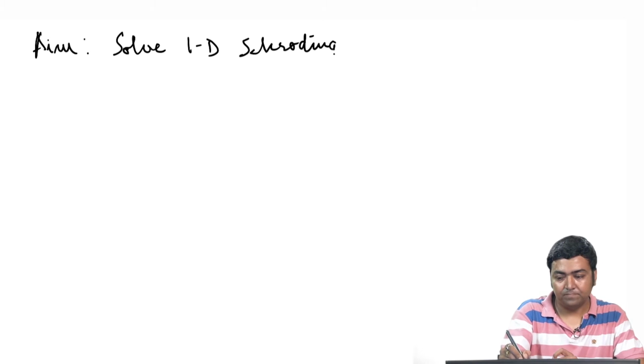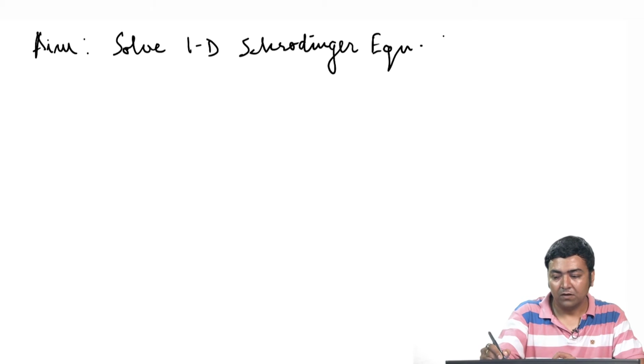So, in this module, the aim is to tell you about some simple methods which will allow us to solve another class of second order differential equations, known as Schrodinger equations. But this we will do in one dimension. So, the aim is to solve the one dimensional Schrodinger equation using the Numerov algorithm.